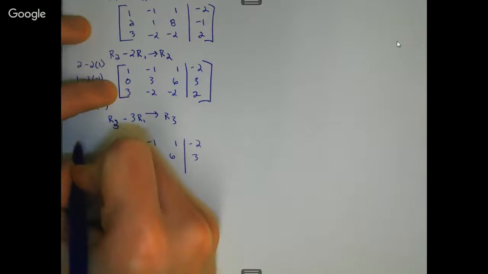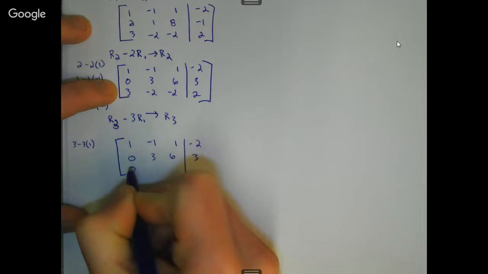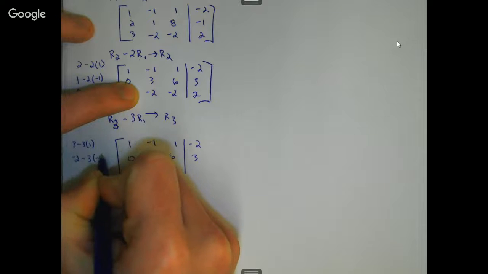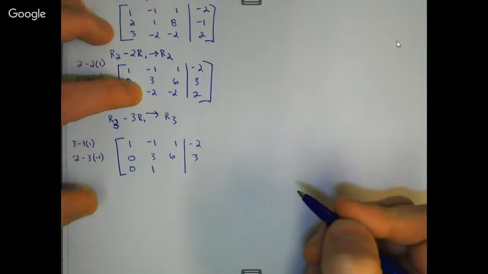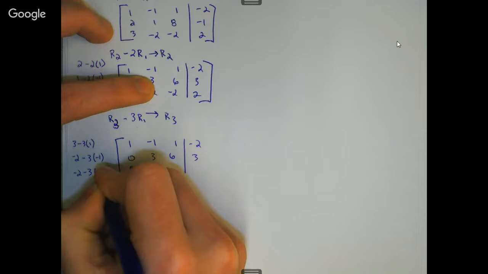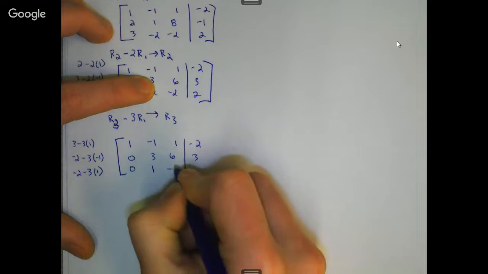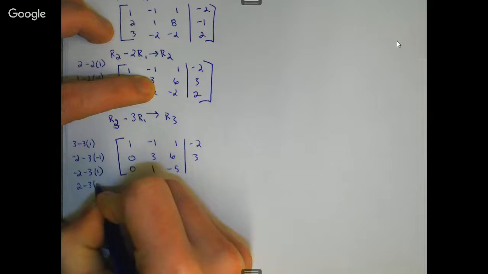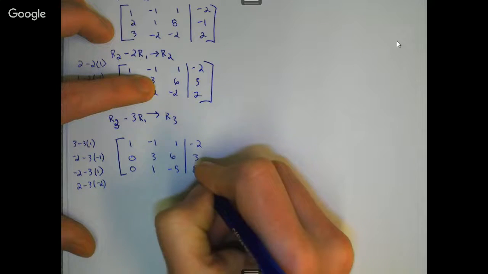Okay, so I've got row 3. That's 3 minus triple row 1, which is 0. We got -2 minus triple row 1. So that's -2 plus 3. So that's 1. We've got -2 minus triple row 1, which is 1. So that's -2 minus 3. So that's -5. And we have 2 minus triple row 1. So that's 2 plus 6, which is 8.